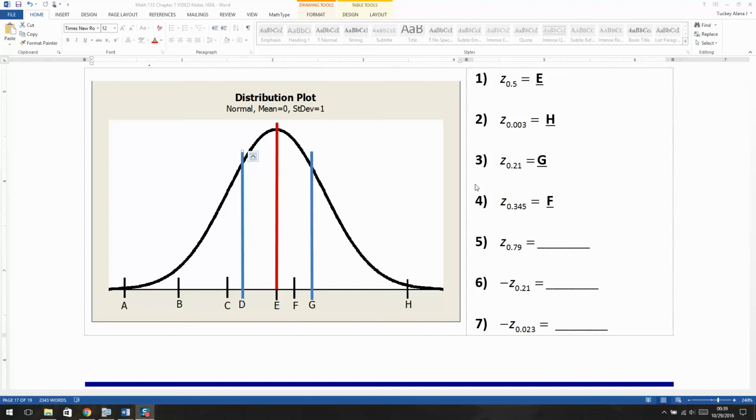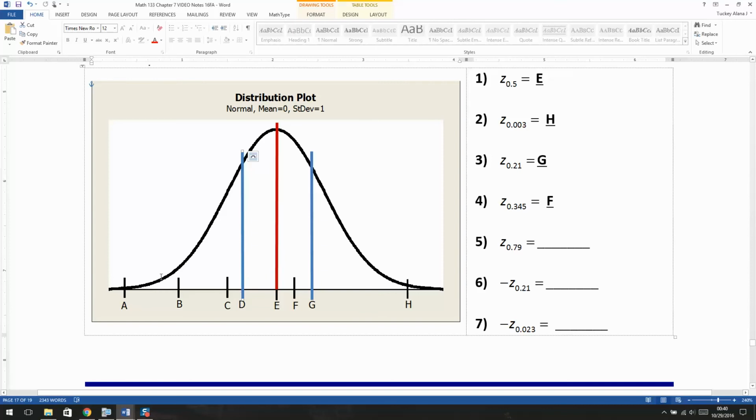Now number 5 and I think number 6 are actually the hardest to look at on the page because you have to get a relevance to what we've already done here. We said that G was 0.21. That means the area to the right of G is 0.21. But look at D and G. Do you see how they're equal distance from the center? That distance, which on my screen is about 2 centimeters, is identical from the left to the right. That means the area to the left of D, that blue line, is also 0.21.